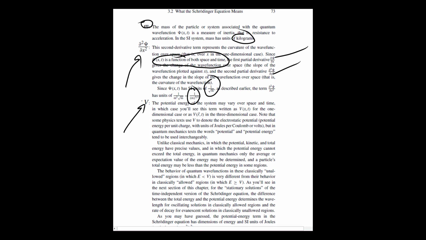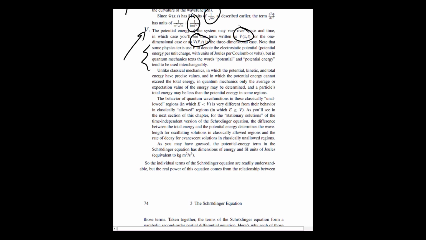That leaves only the potential energy term V, which could vary over space and time. So in some cases, you'll see it written as V of x and t, or in the three-dimensional case, V of r and t, which depends on the position vector r and time. Another little warning about the difference between potential and potential energy in quantum: V refers to potential energy.